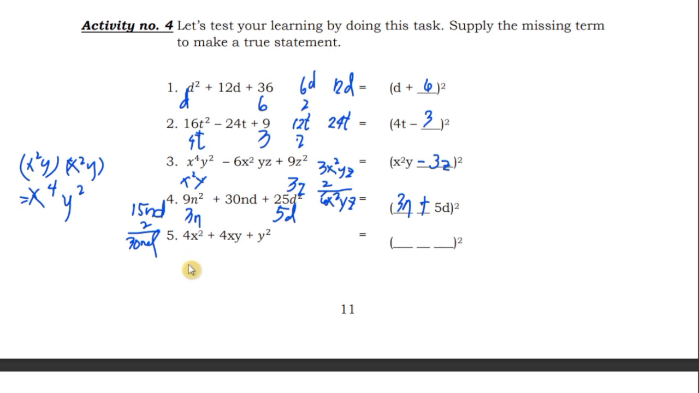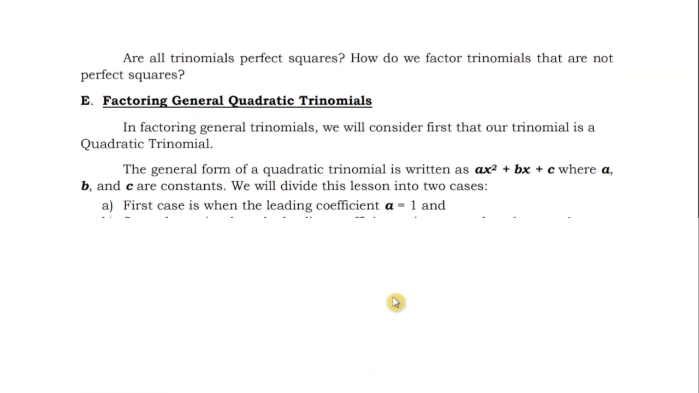For number 5, the given problem is 4x squared plus 4xy plus y squared. So 4x squared is a perfect square of 2x, while y squared is a perfect square of y. Multiplying the two, we have 2x times y is 2xy, times 2, we have 4xy. This is the same as the middle term. So therefore the answer is (2x plus y) quantity squared. So that is the answer to our activity given.